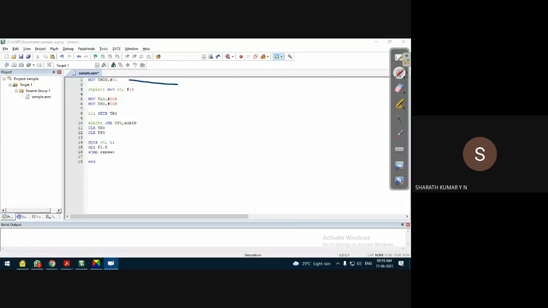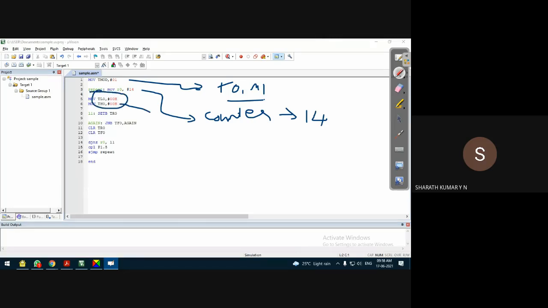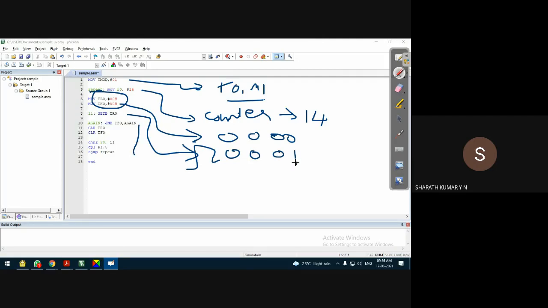Okay. So timer 0 mode 1 operation. I'm taking a counter with the initial value of 14. Okay. Initial value of the timer is reset to 0000. Start the timer. Application of clock pulse. Count increases. Wait till the flag is set to be 1.